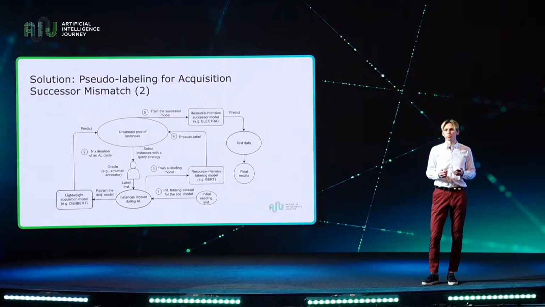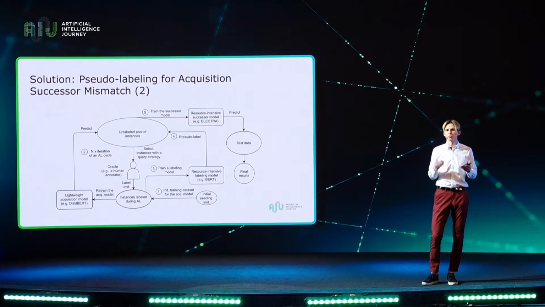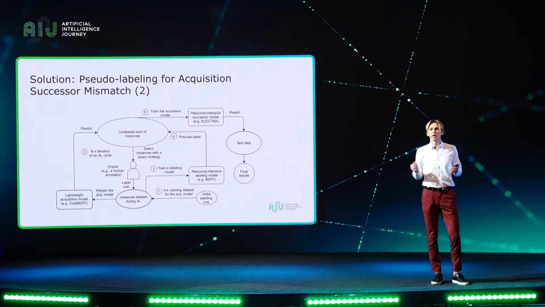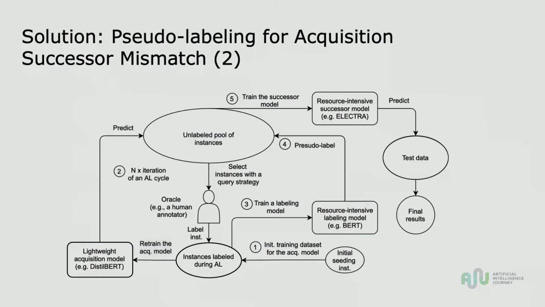In this respect, there is a question whether it is possible to use powerful models like Electra, because a distilled model allows you to avoid performance drop. So we have offered our pseudo-labeling for acquisition successor mismatch solution, which works in the following way.